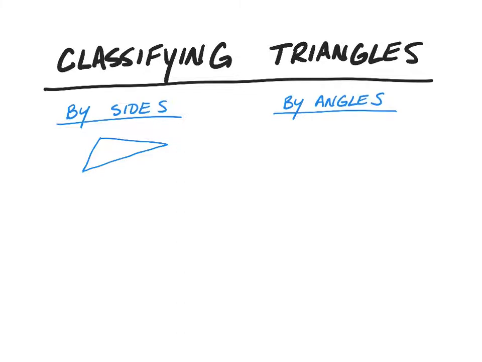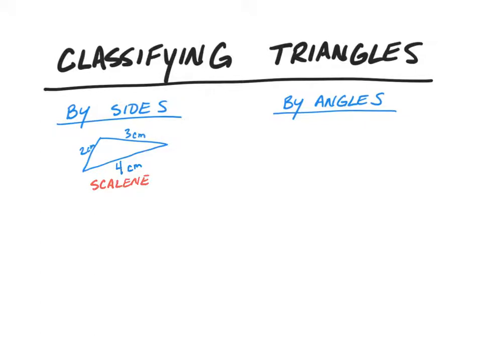And I'm going to just show that they're all different by writing different numbers on them. So I'm going to call this 2 centimeters, and then this one right here would be like 3 centimeters, and then this one will be 4 centimeters. Okay, this type of triangle is called a scalene triangle. Scalene means all different sides.